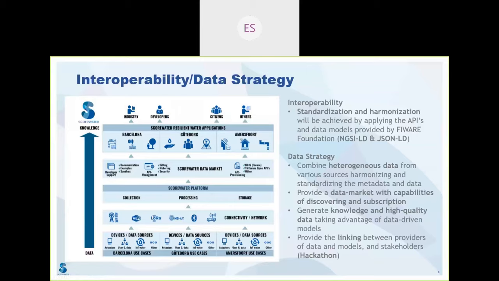Additionally, the data and new knowledge generated by the platform are published in a data market. The data market provides discovery and subscription capabilities with the aim of encouraging stakeholders to use this data to create new smart water services. Moreover, during the project we provide some of these smart services, but we expect that the stakeholders also take advantage of this data.